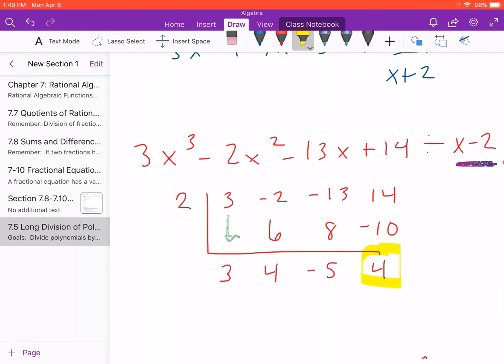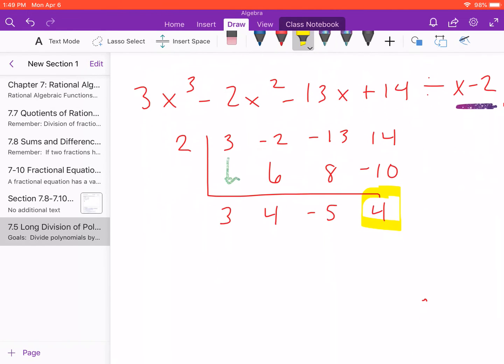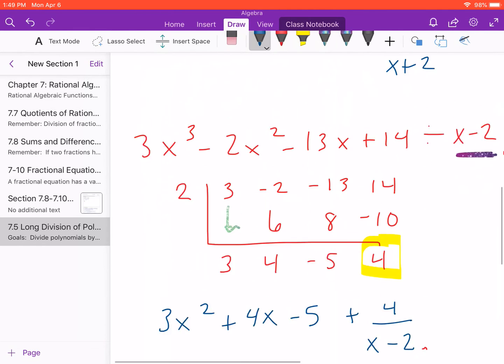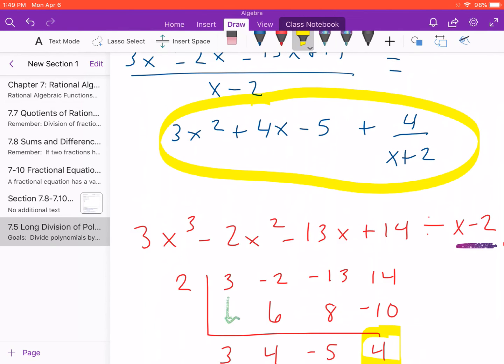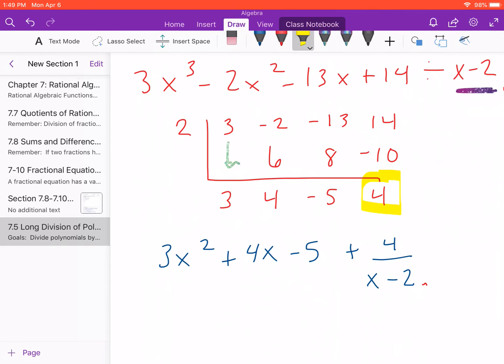That guy's really important. So we can go ahead and write the solution to this problem as 3x squared plus 4x minus 5 plus 4 all over x minus 2. And if you notice, the problem we did before, we had the same solution in long division, only using synthetic substitution, it is a lot less time consuming. Let's go ahead and look at another example.